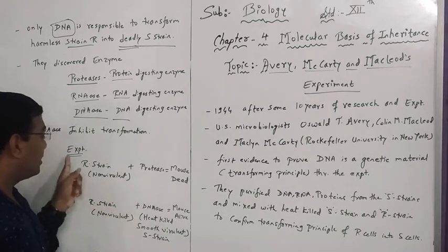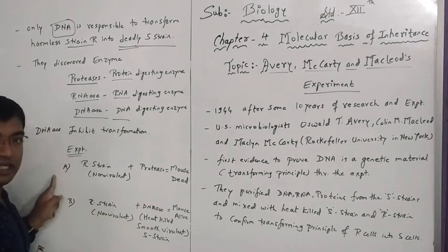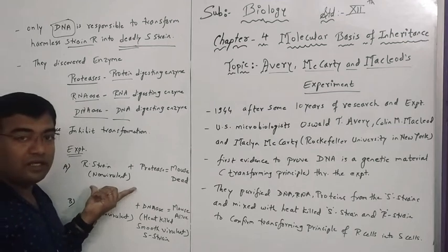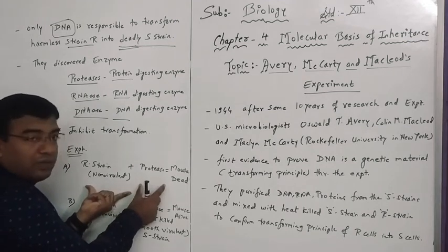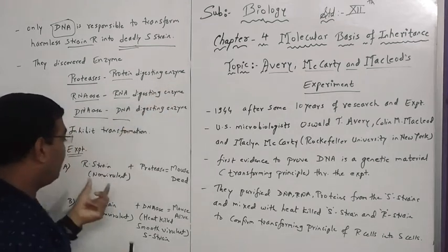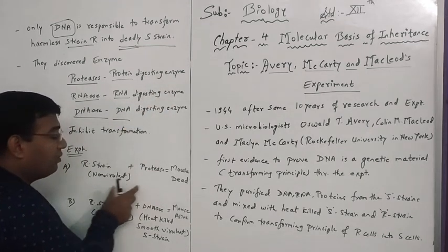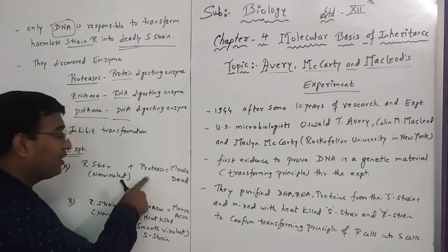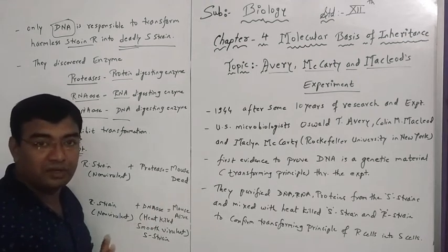Here they conducted 2 different experiments, case A and case B. In case A, the non-virulent R strain was tried in combination with protease. Protease is the enzyme which digests protein. So when they tried this combination, they found that the mouse was dead, because protease was only digesting the protein, not the DNA.